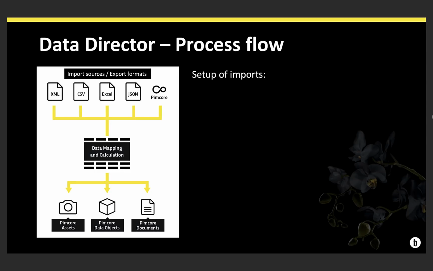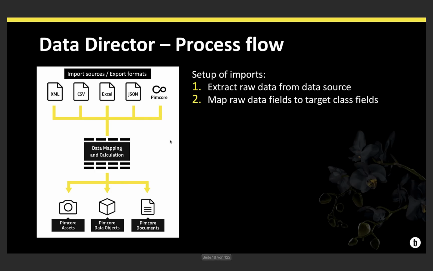So let's look in detail how the Data Director works. Here I have a little diagram how imports work. So at the top we have the import formats, and when we want to do an import, we extract the data from our import documents and as a second step, map those data fields to our target class fields.